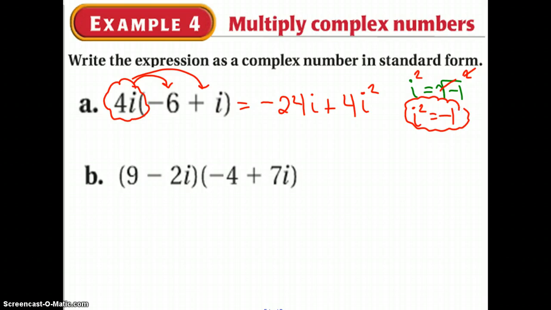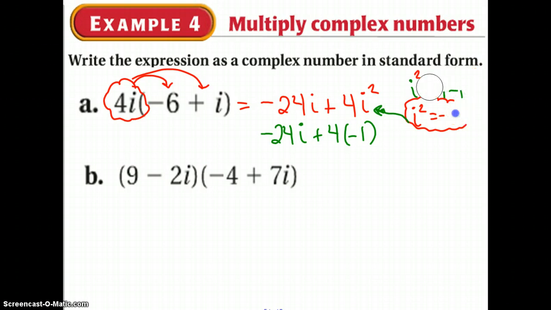Because remember, all your complex numbers should be of the form a plus bi. Nowhere in the standard form do you have i squared. So we have to substitute i squared for negative 1. So when we substitute, we get negative 24i plus 4 times negative 1. So when we write it in standard form, we will have negative 4 minus 24i.